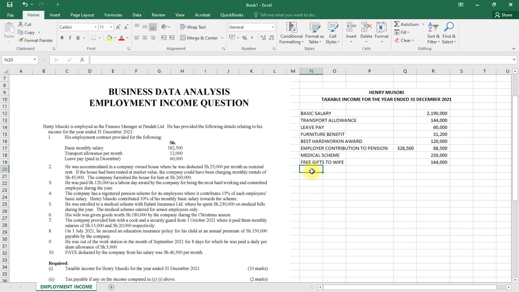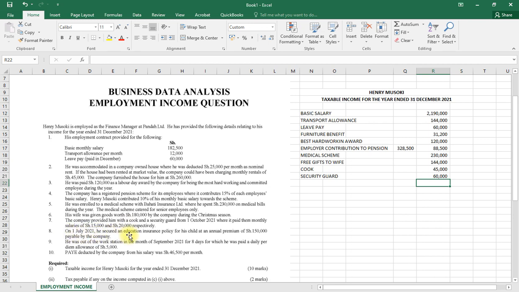Then number 7, the company provided him with a cook and a security guard. Ideally you are supposed to pay for your own cook and security guard, so when the employer pays for you, it will be a taxable benefit. The company provided him a cook and security guard from October. Those are 3 months, October to December, where it will pay a monthly amount of 15 and 20 respectively. So the cook was paid 15,000 by 3 months, which will be 45,000, and the guard was paid 20,000 by 3 months, which will be 60,000 for the guard.